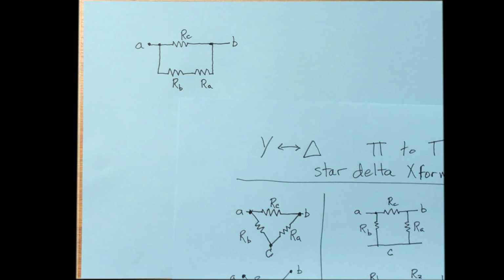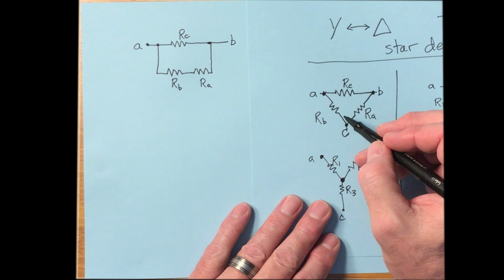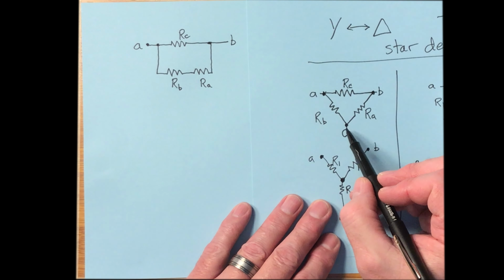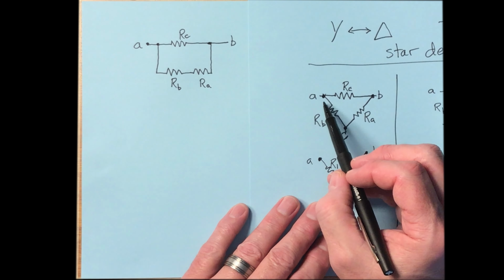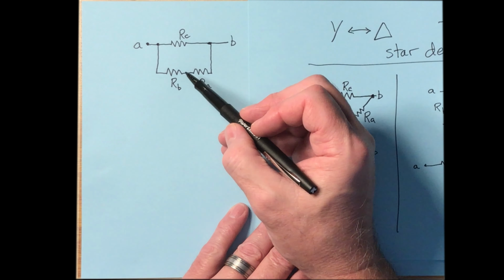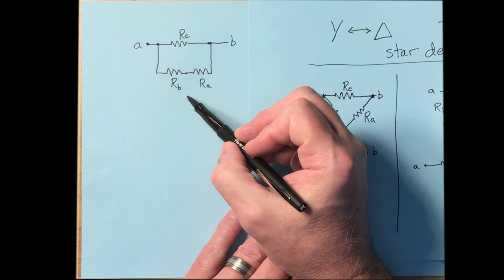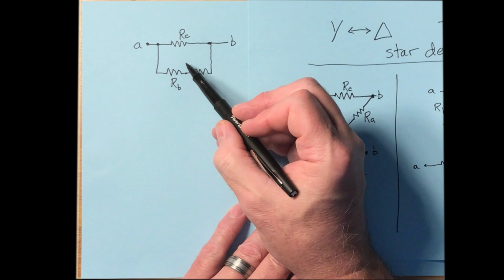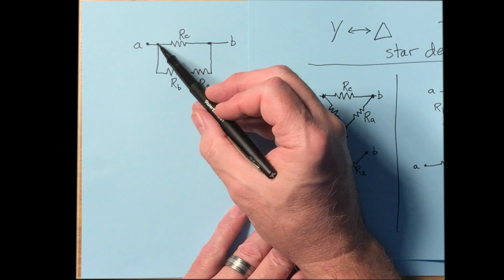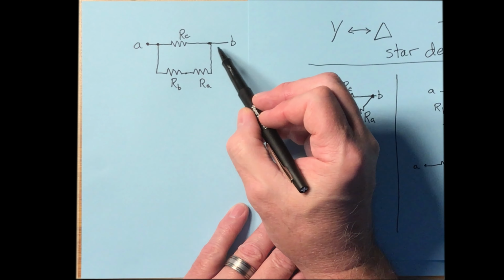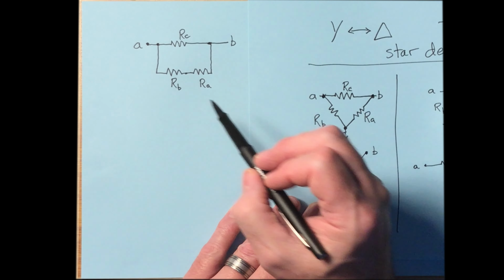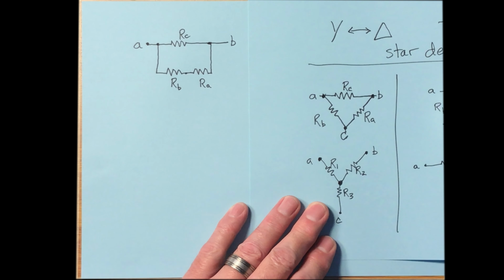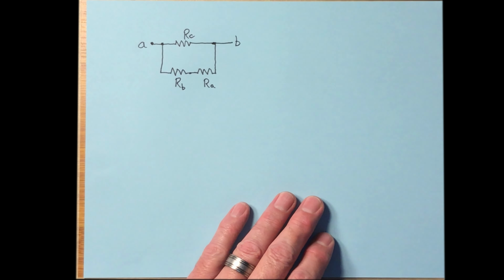So you can see what I've done here. I've taken this and I've redrawn it. Terminal C is not important because we're only interested in what's happening between terminals A and B, but terminal C would be right here and it would come off right down here. And then you can see that across from terminal C is R sub C, across from terminal A is R sub A, across from terminal B is R sub B. So this is equivalent to that, just redrawing it a little differently.